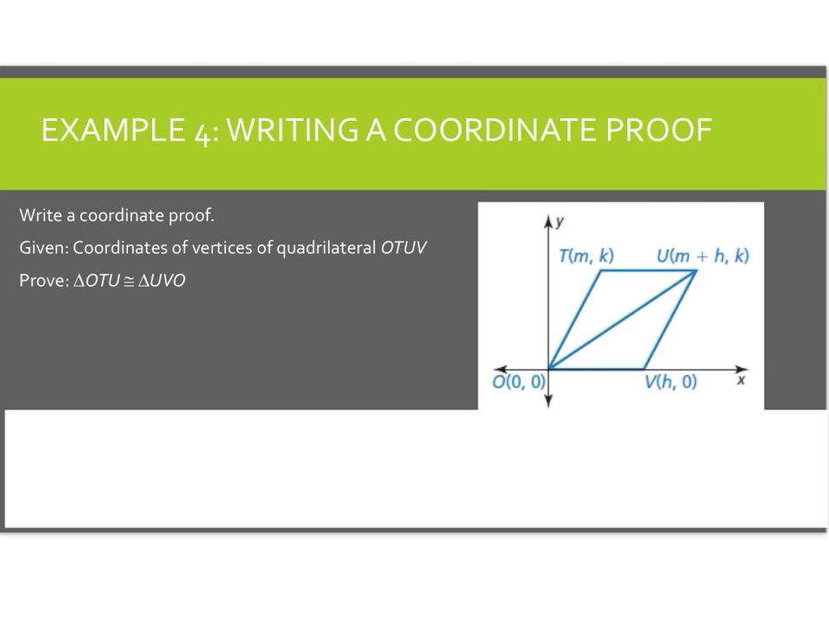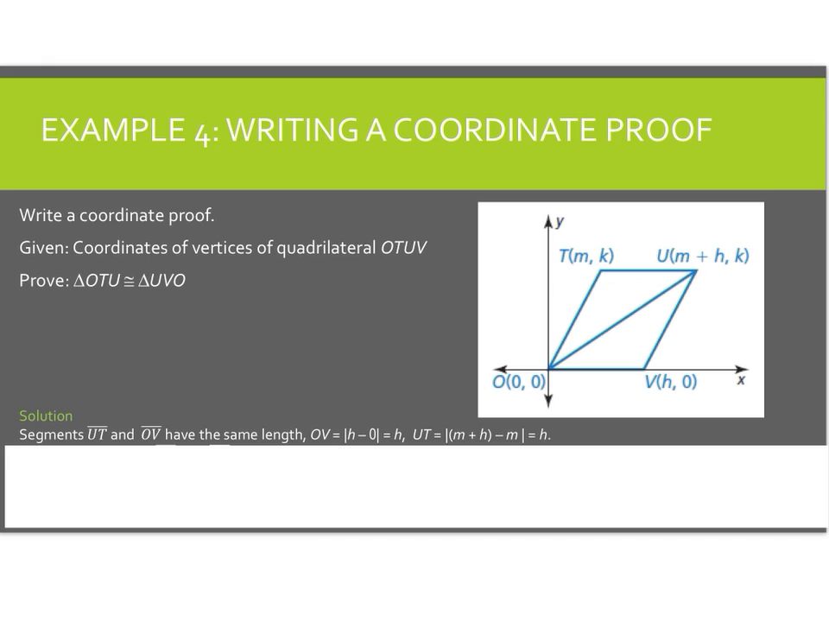Given coordinates of vertices of quadrilateral OTUV, we want to prove that triangle OTU is congruent to triangle UVO. So these proofs are going to be more like paragraph proofs. Just put a whole bunch of sentences together explaining your steps, similar to what we did on the example where we made a plan. So for this one, we would definitely need lengths. Again, when you're in the coordinate plane, you need to use the distance formula for those diagonal lengths, and then the ruler postulate, in other words, just count if you have horizontal lengths or vertical lengths.